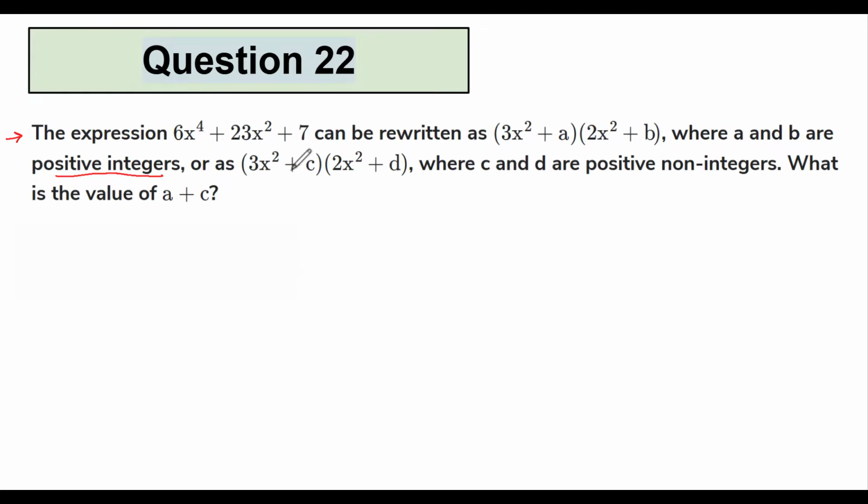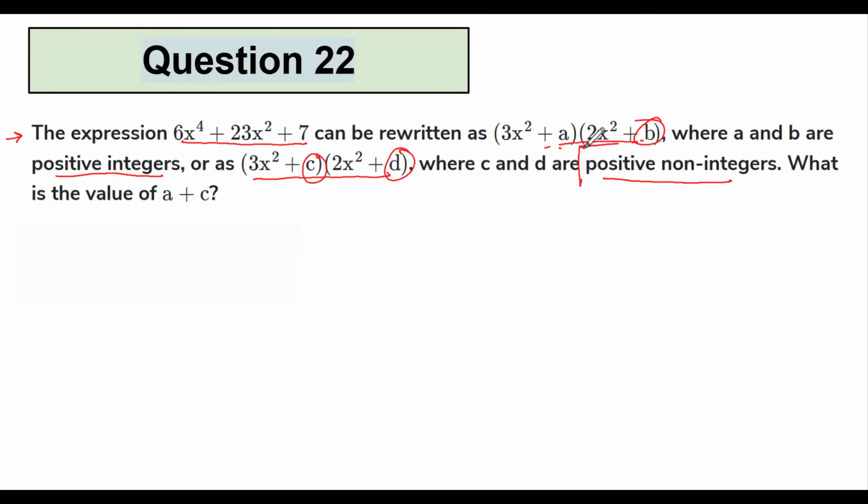Or as 3x squared plus c times 2x squared plus d, where c and d are non-positive integers. What is the value of a plus c? Now, what comes to my mind is, I will multiply these two and equate the coefficients to get my C and D and A and B. Are A and B and C and D the same? No. A is not the same as C, B is not the same as D.